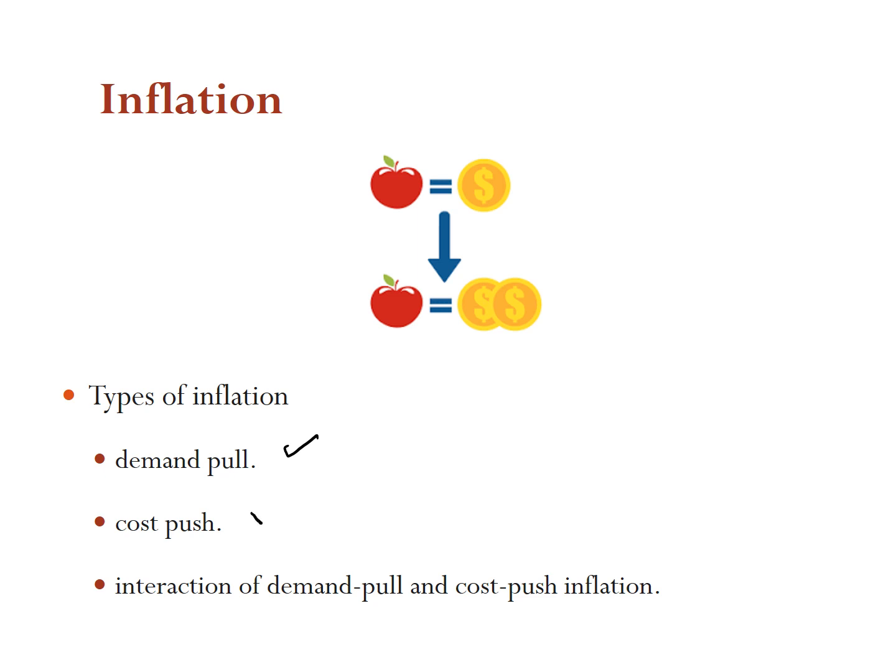The second type of inflation is called cost push inflation. This type of inflation is caused by costs increasing. For example, higher wages, higher import prices, monopoly suppliers pushing their prices up, higher raw materials prices. All of this would push the cost of production higher. And then the third and final type of inflation is when you have an interaction of both demand pull and cost push inflation. So when both demand is pulling inflation up and cost is pushing inflation up, both of these can cause inflation as well.